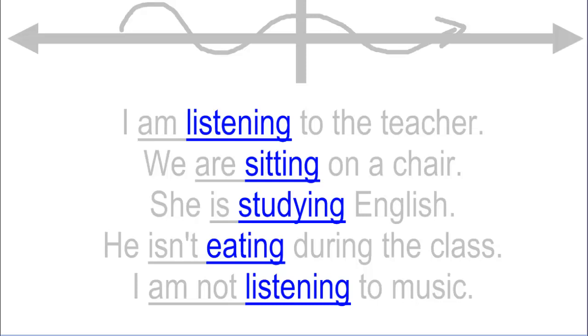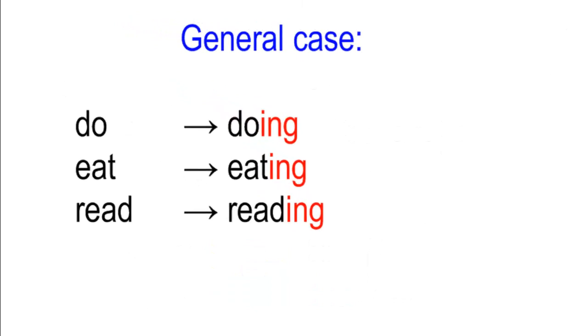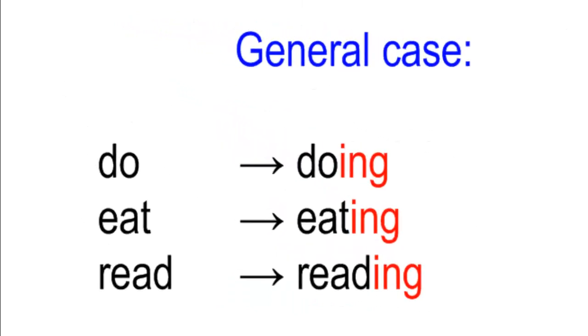Now, let's concentrate for a moment on the ing. Normally, you just put ing to the verb, but there are some rules that we have to follow. In general, you just do this. You add the ing to the verb. For example, do, doing, eat, eating, read, reading. Okay, so that's the normal case. You just put ing to the verb.